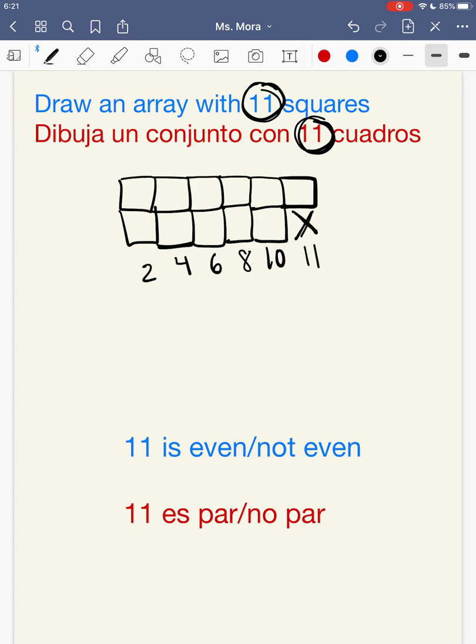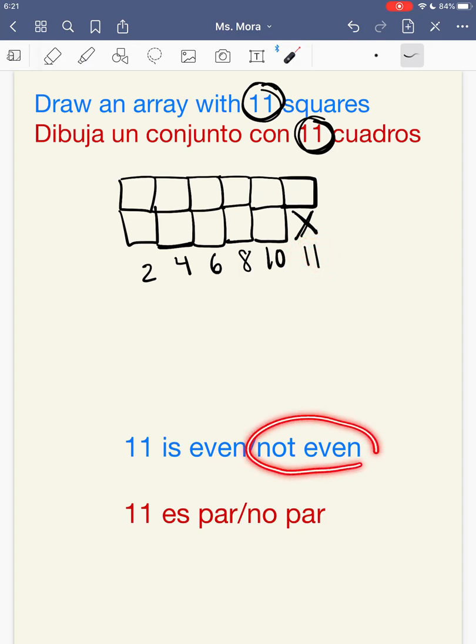So, guys, if I look at my last one that I drew here, this one does not have a pair down here, okay? So that means that number 11 is not even because I don't have an even number of squares in my rows.